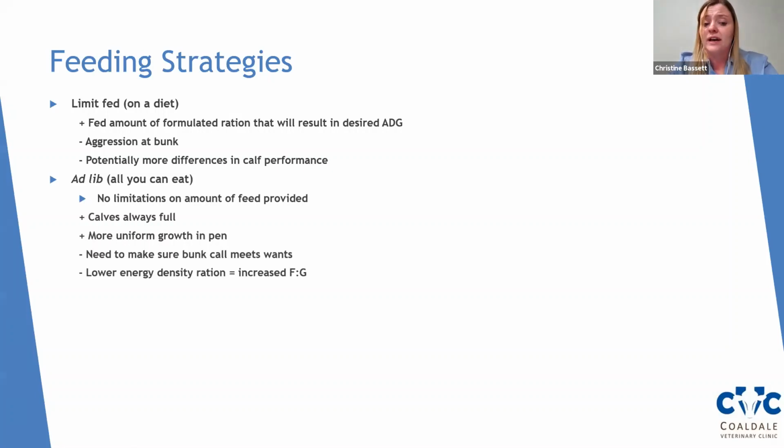Some negatives though are that we need to make sure their bunk calls are where we want them to be. And generally you're feeding a lower energy density ration in order to give them all they can eat without having as much performance out of them. So as a result, you're generally going to have a reduced feed efficiency, so they're going to eat a lot more to get that amount of gain.